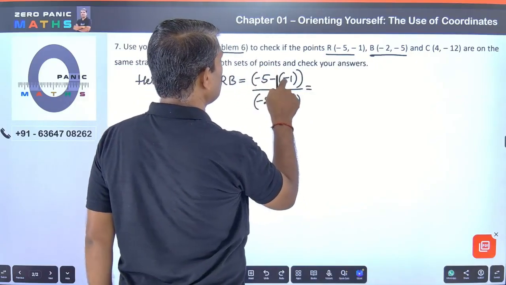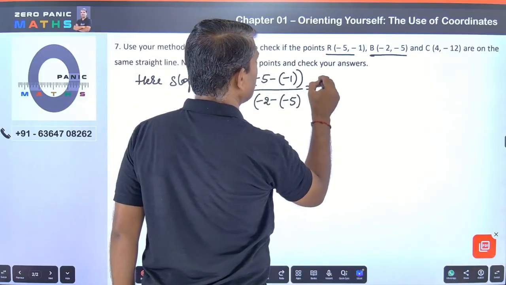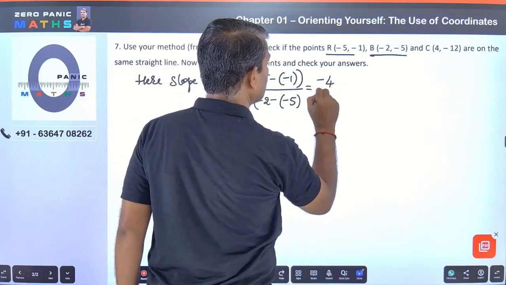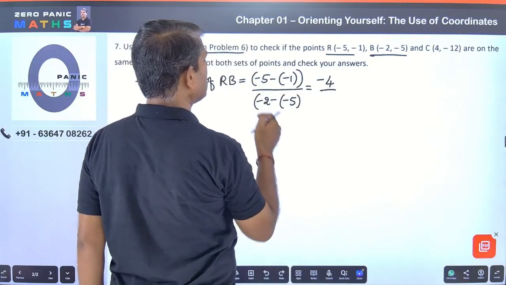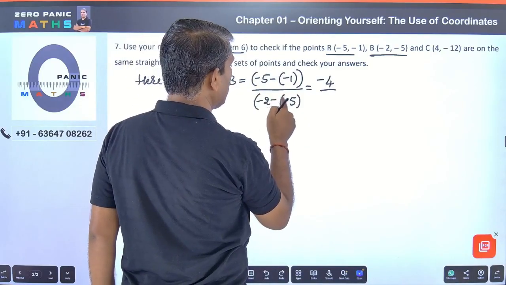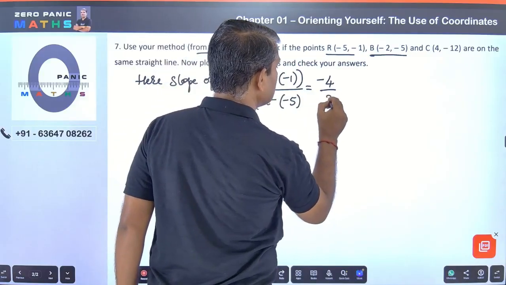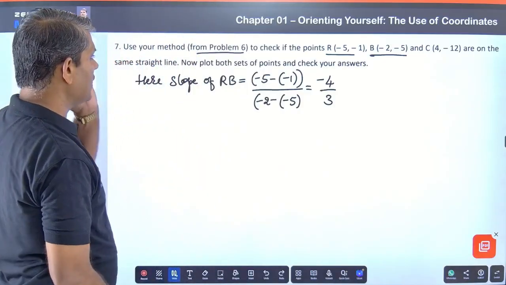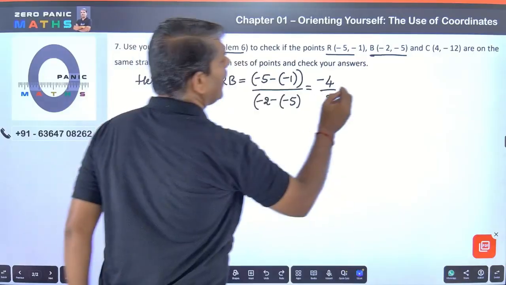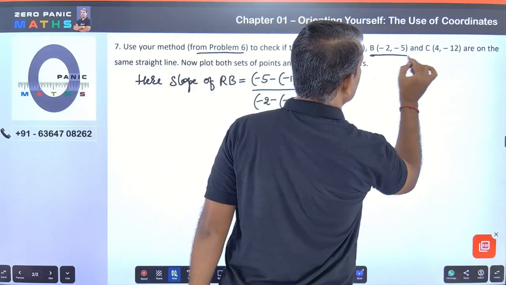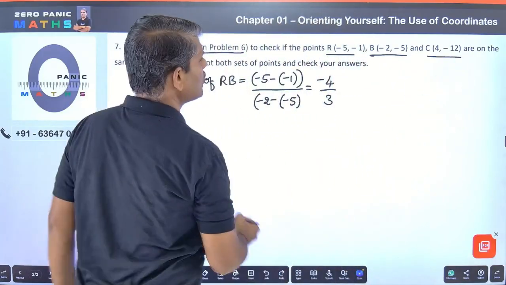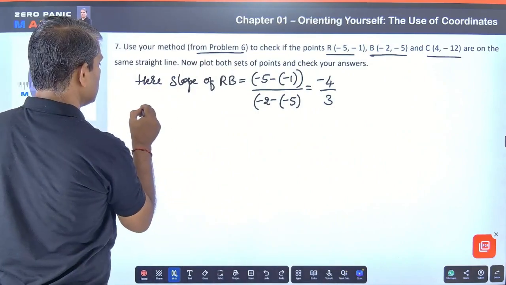It is minus 5 plus 1, that is minus 4. Correct? It is plus 1 minus 5. So again, this is plus 5 minus 2. Minus 2 plus 5, it is 3. So it is minus 4 by 3. Now find out the slope between the points B and C. Slope of BC.